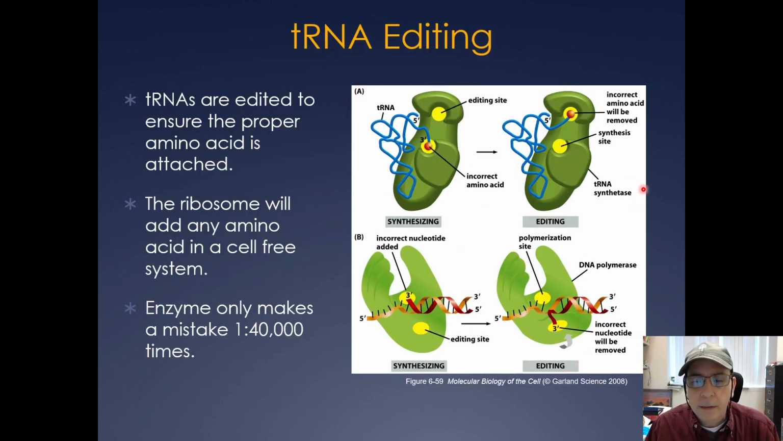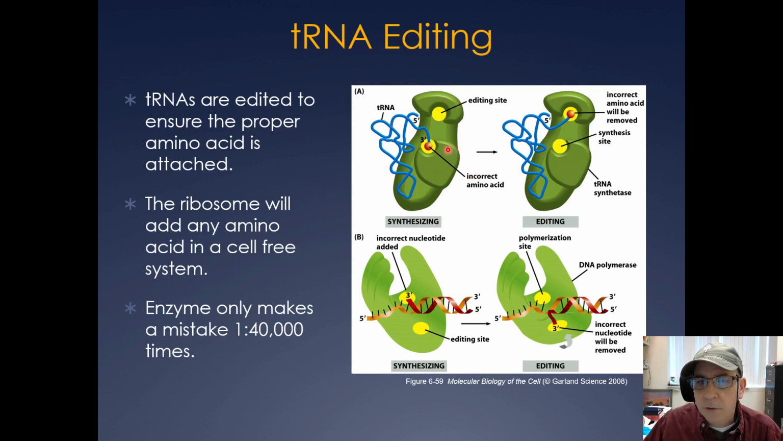So like I said, any amino acid that gets added to a tRNA will get added by the ribosome. Okay, and so you have to actually edit the tRNAs to make sure they're carrying the proper amino acid. It's the only quality control in protein synthesis. So if you have the wrong amino acid, it will get added, right? There's no quality control after this step. There is, once the protein's made, if it's misfolded, it can be degraded. But in order to get the right amino acids in, the tRNA synthetase actually has proofreading capabilities.